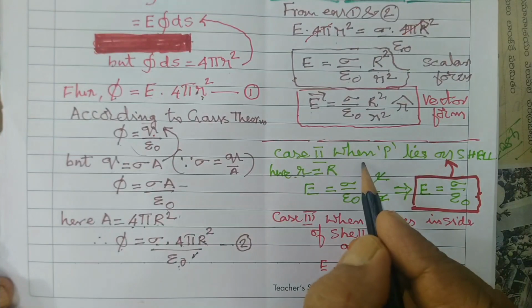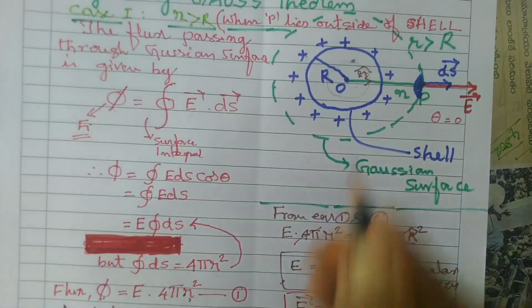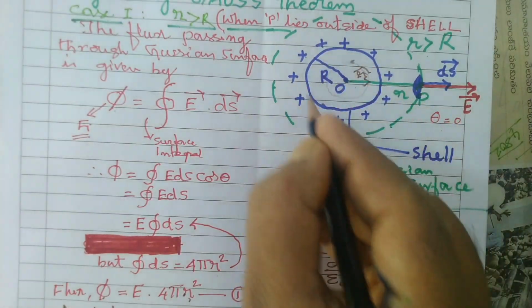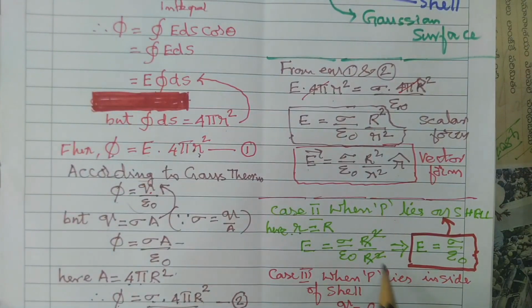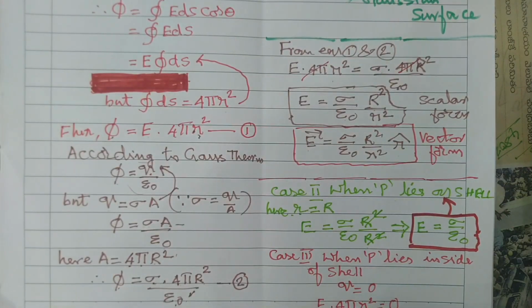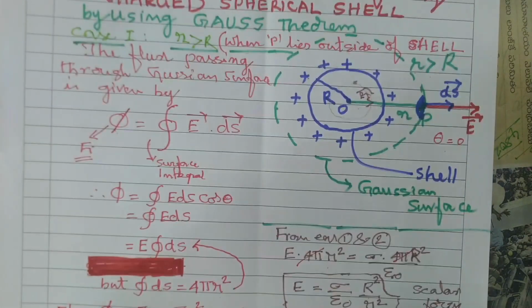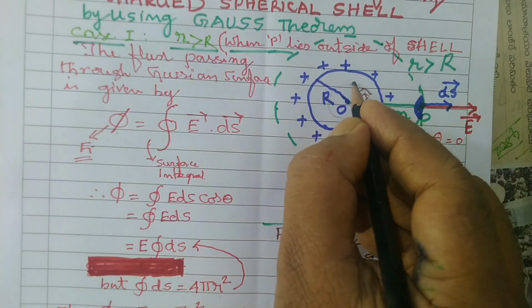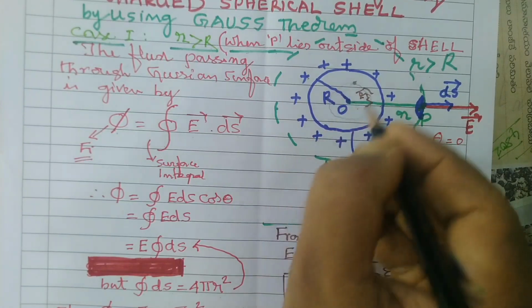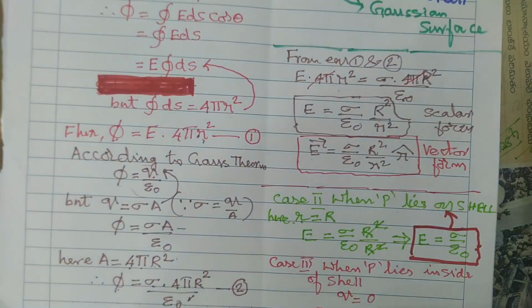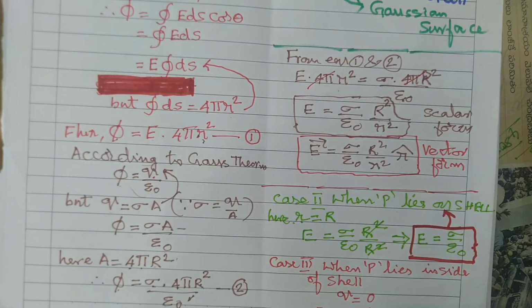Now we have case 2 when P lies on the shell. When P lies on the shell, then what happens? The small r and capital R are equal. Therefore, small r is equal to capital R. If you substitute, it will become R square by r square, and then it gets cancelled. Case 3 is when P lies inside the shell. We have to take Q is equal to 0 as I explained just now. Point P will be inside, and the charge is outside. Therefore, in the Gaussian surface, no charge is there, so we take Q is equal to 0. E into 4 pi r square is equal to 0. Finally, E is equal to 0 for the third case.